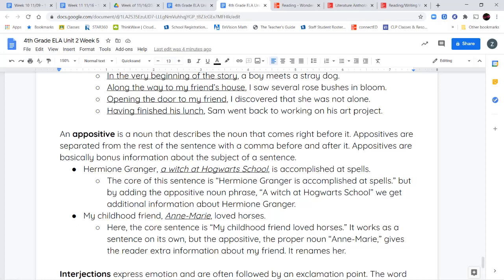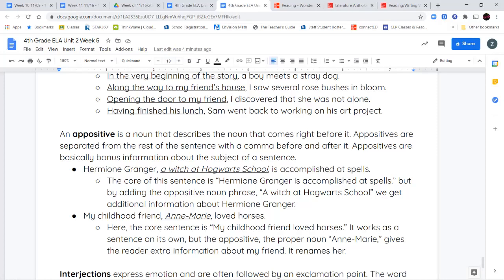Another example is my childhood friend, Anne Marie, loved horses. So I can take out the name altogether. I can say my childhood friend loved horses. But by giving you the name, I've now renamed my noun, right? I've given you extra information about who my friend is. I've given a name to my friend. I can take that out again, right? I can say my childhood friend loved horses, but by adding that appositive phrase, by adding that extra information, you as the reader now have a better understanding of what I'm talking about.